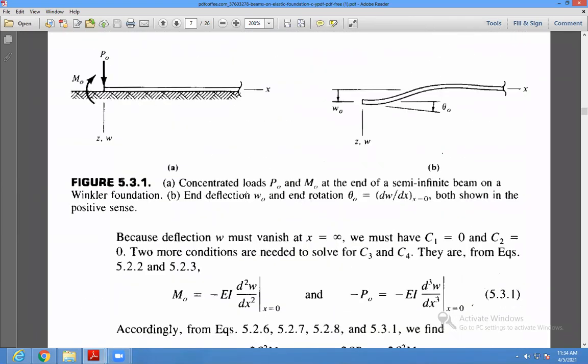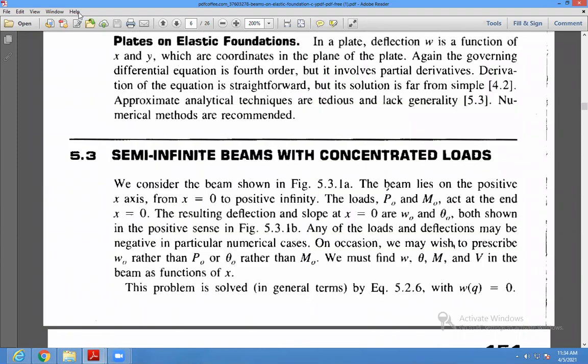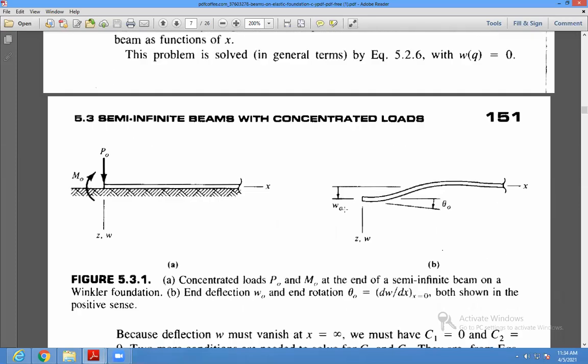So today we will discuss the next case. Last time we discussed the semi-infinite beam with concentrated load. Now today we will discuss the infinite beam with concentrated load and the moment.